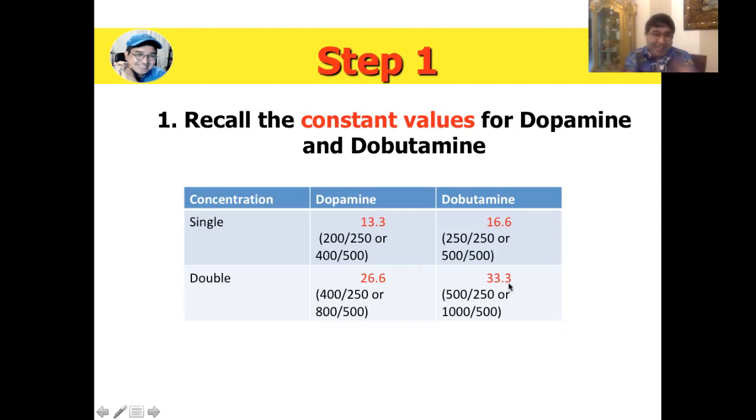But here's the hitch. You have to be able to identify and decipher, based on the label presented in the exhibit, whether you are having a single concentration or a double concentration. So this is where it all begins. Don't panic. What is important is you are able to identify your constant values, and that's your first weapon.